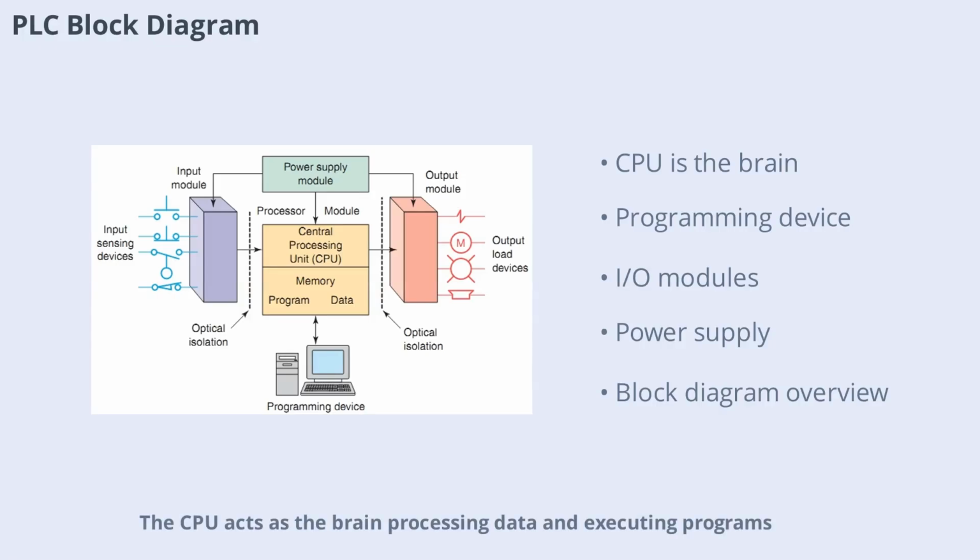The CPU acts as the brain, processing data and executing programs. The programming device is used to create and modify the PLC's instructions. Input and output modules connect the PLC to sensors and actuators, while the power supply ensures everything runs smoothly.